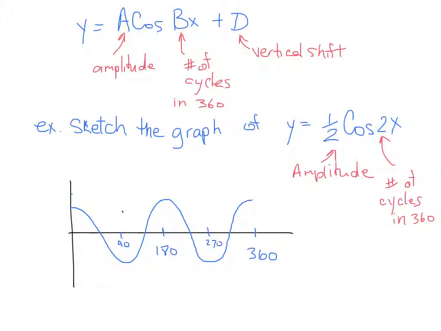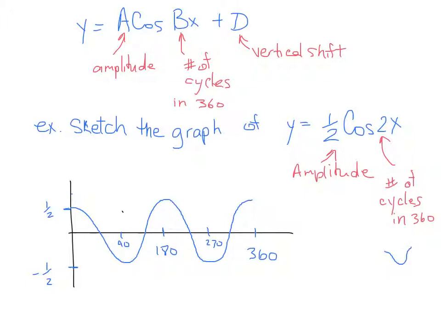All right, and as far as our amplitude and our top and bottom of the graph, since there is no vertical shift, the cosine curve starts at the amplitude. So that's 1/2, and that's -1/2, and that's what that graph looks like. All right, so again, there were 2 cycles in 360, and as you should know hopefully by now, one cycle looks like this, so we just drew 2 of them, and that's how we did that.